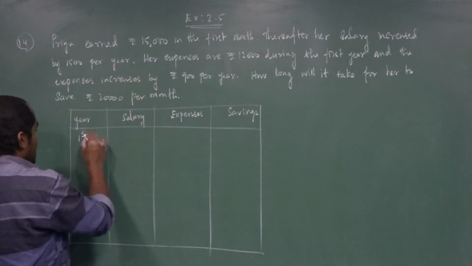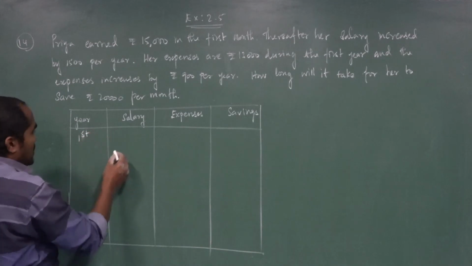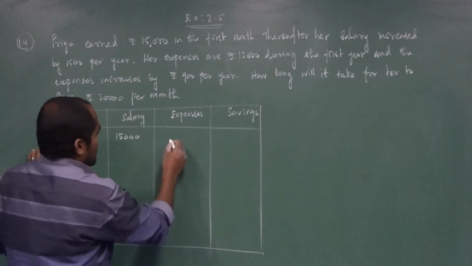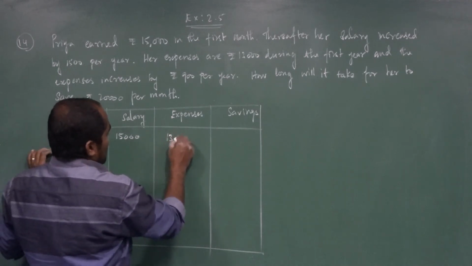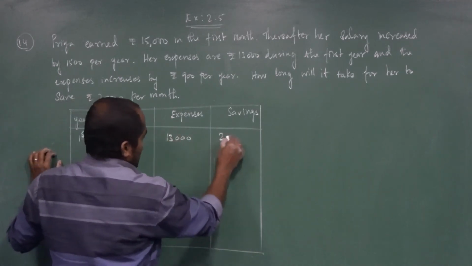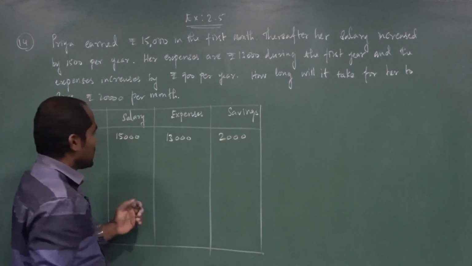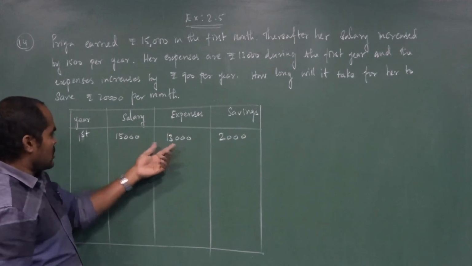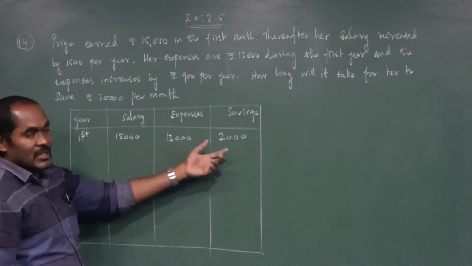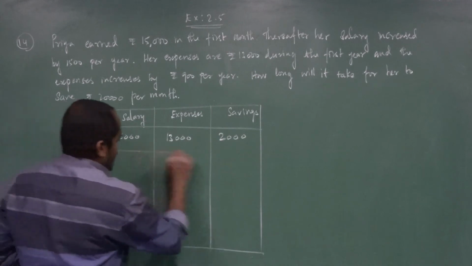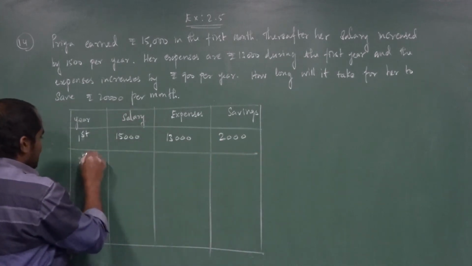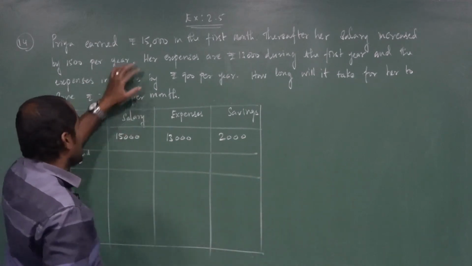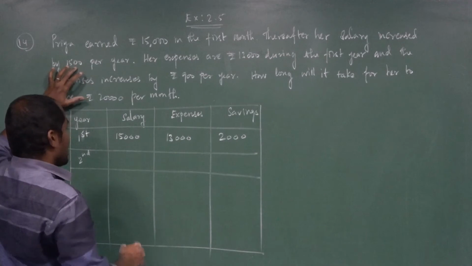So in the first year, Priya's salary is 15,000 and expenditure is 13,000. So savings is 2,000. Expenses plus savings we get salary. So 15,000 minus 13,000 is 2,000. So in the second year, Priya's salary will increase 15,000 plus 1,500.